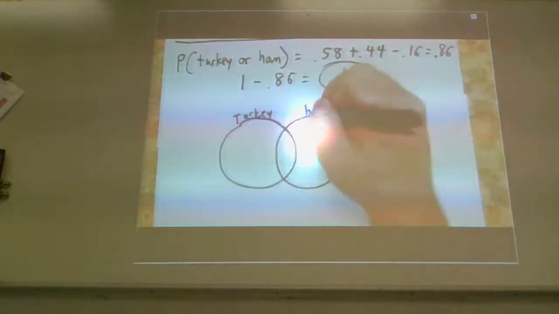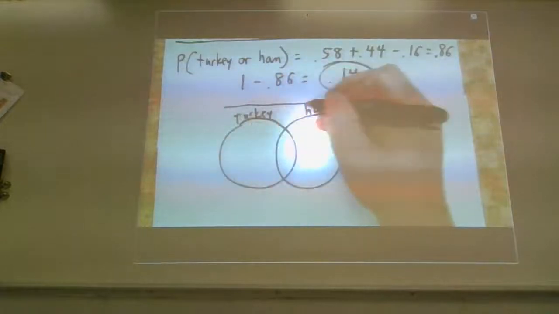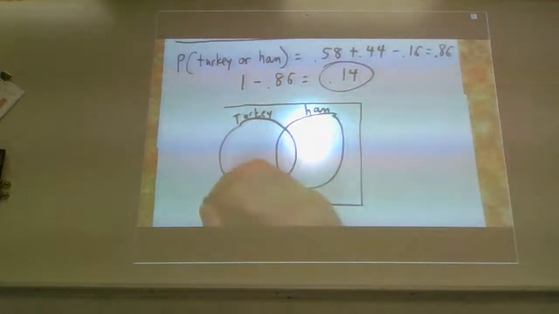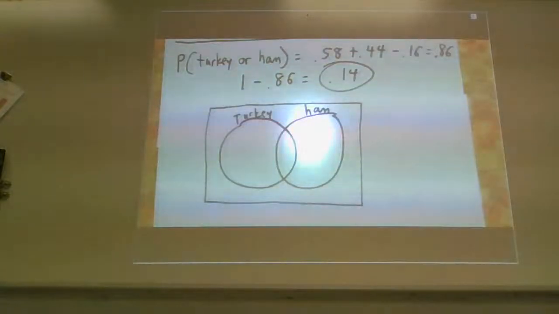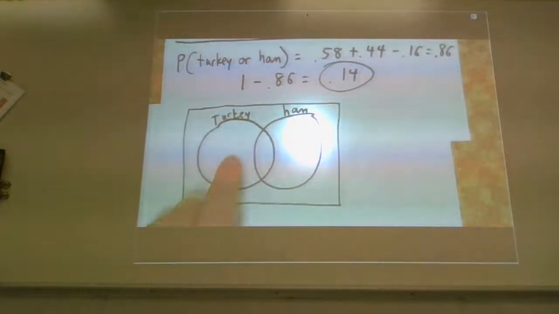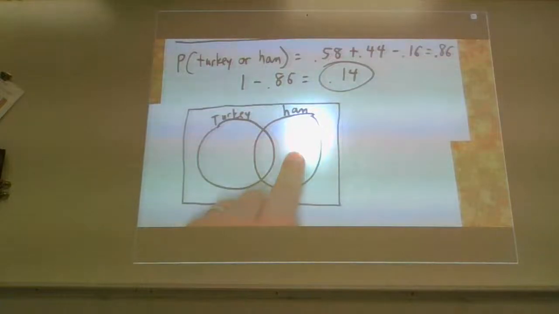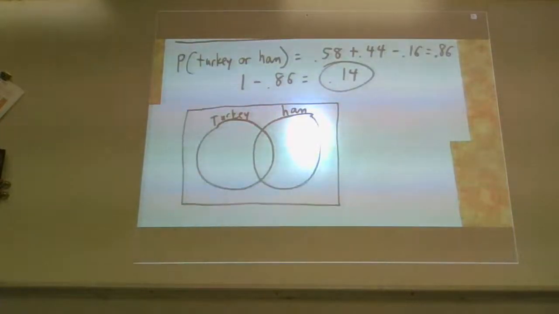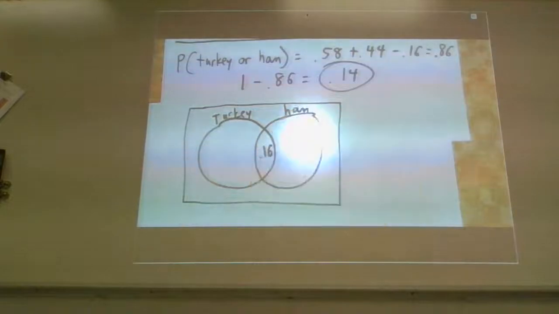This would be turkey. This would be ham. And I'm going to put a box around it for a very particular reason. Now, the interesting thing is, I can't just put 58% into the turkey circle, and I can't put 44% into the ham circle. I can put 16% right in the middle, absolutely dead center. But I can't use the 58 and the 44.